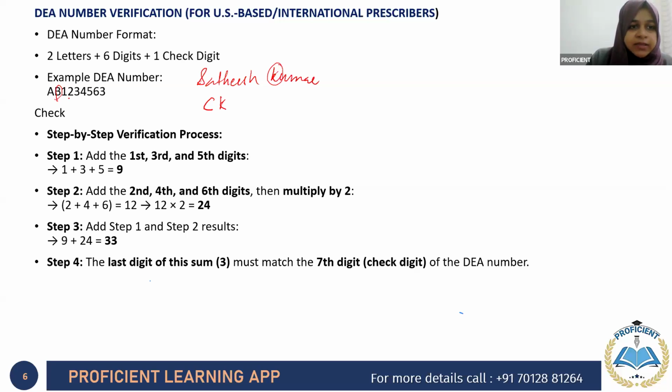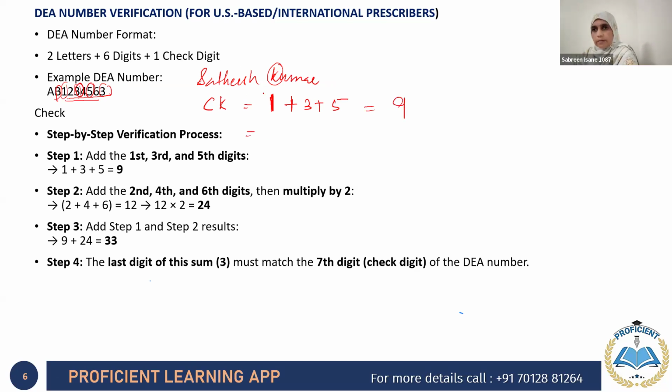After that, it has six letters. Now you take up the odd ones, so the first, three, and five, and add these up. First odd number one, then comes three, then five. You don't take the last number. So what is the answer? When you add these, you get nine.